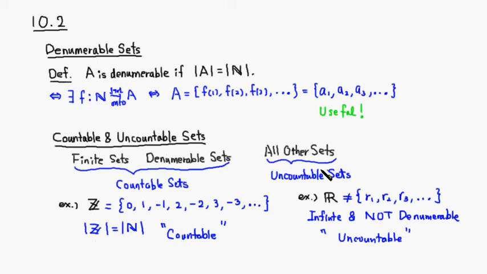Those are the denumerable sets, countable sets, and uncountable sets. I hope that this was clear.